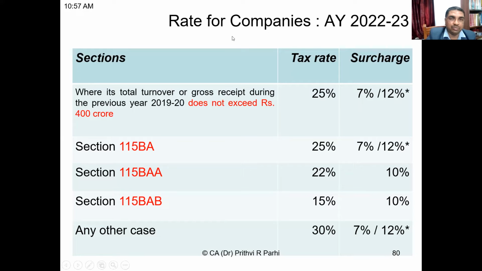Fine. Now you might be thinking, what are these sections where a company can pay 22%, 15%? Or even if turnover is exceeding 400 crore, it may still pay at 25%. You might be wondering to know these sections. We'll not go deep into that, but I'll give you some brief idea about what these sections are.